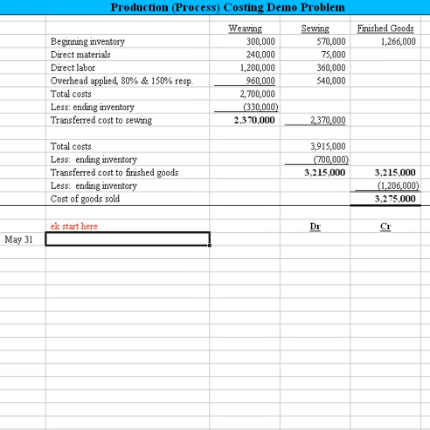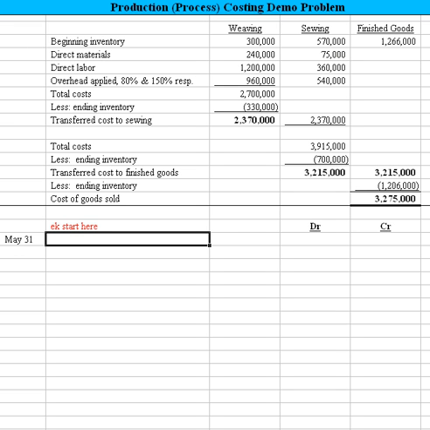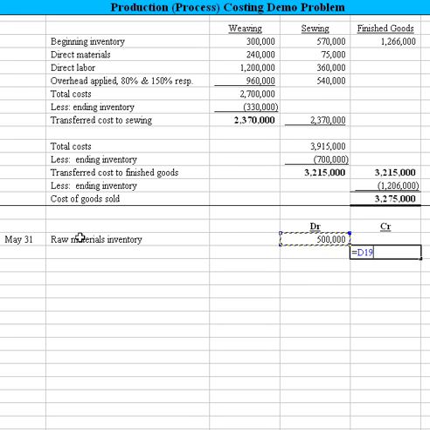Okay, everyone, let's work through now the journal entries, which I believe are part 2 of the problem, or requirement number 2, where we're going to prepare some summary entries relating to this problem. Alright, so let's start right here, and let's first do the entry that will show the purchase of raw materials. Well, this is a relatively easy entry to make. We get the information from the problem. There was 500,000 raw materials purchased, right?